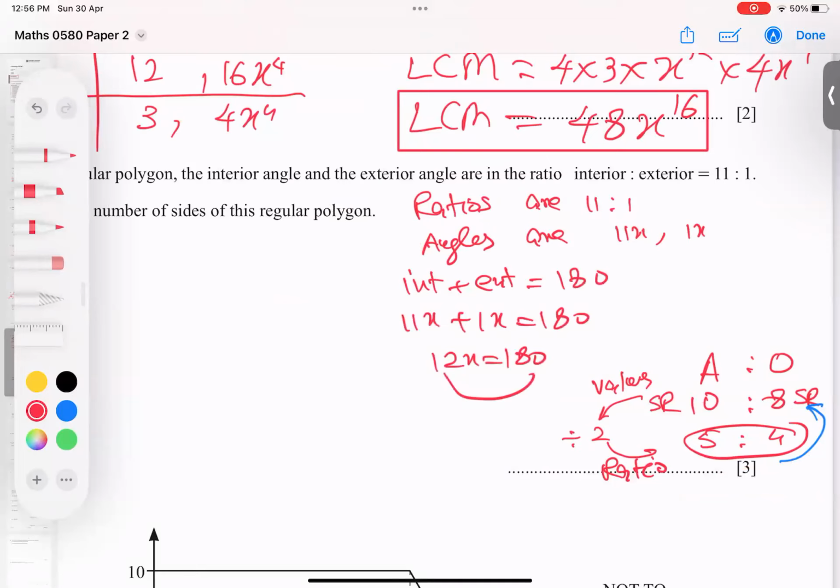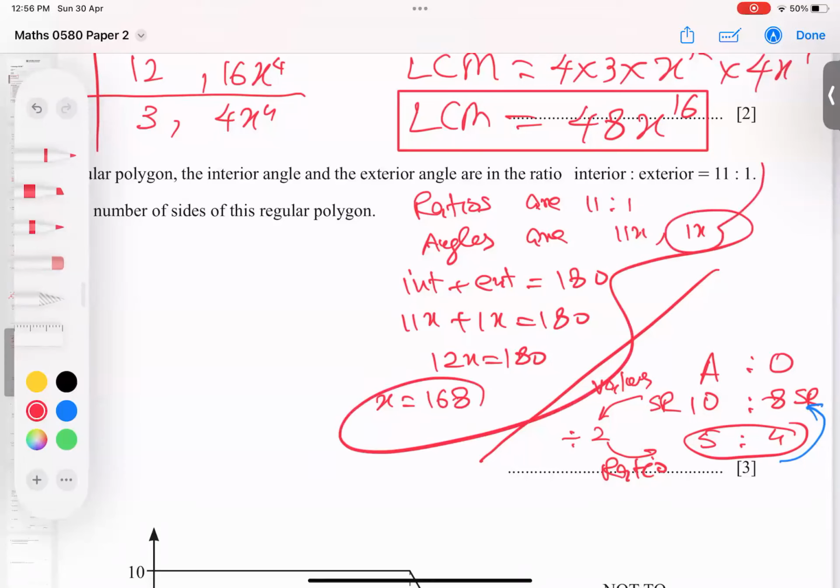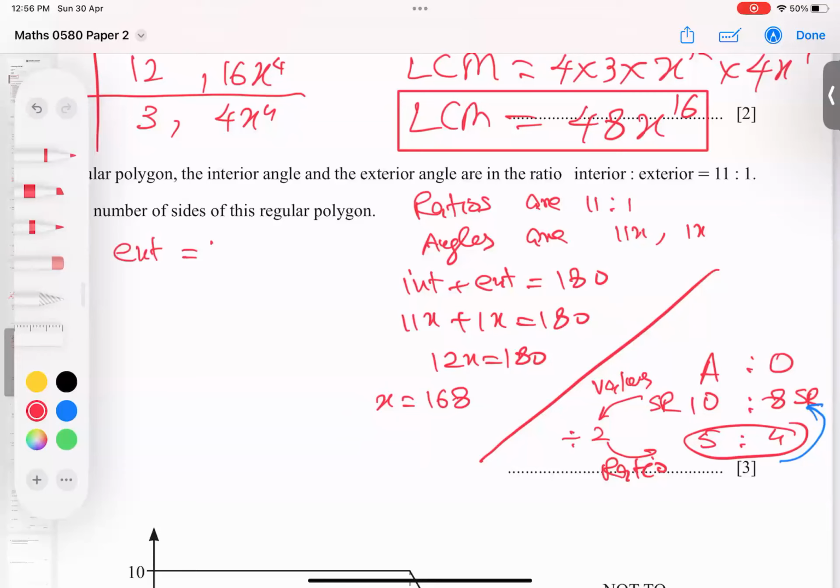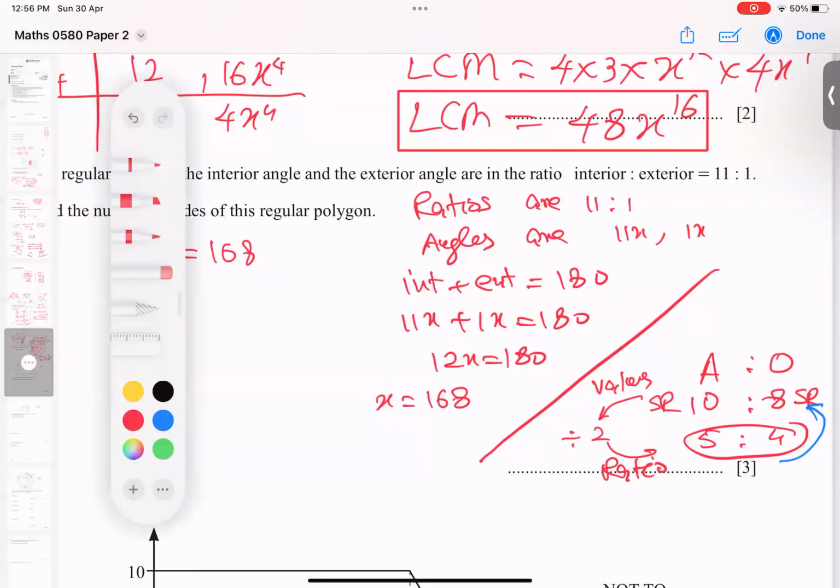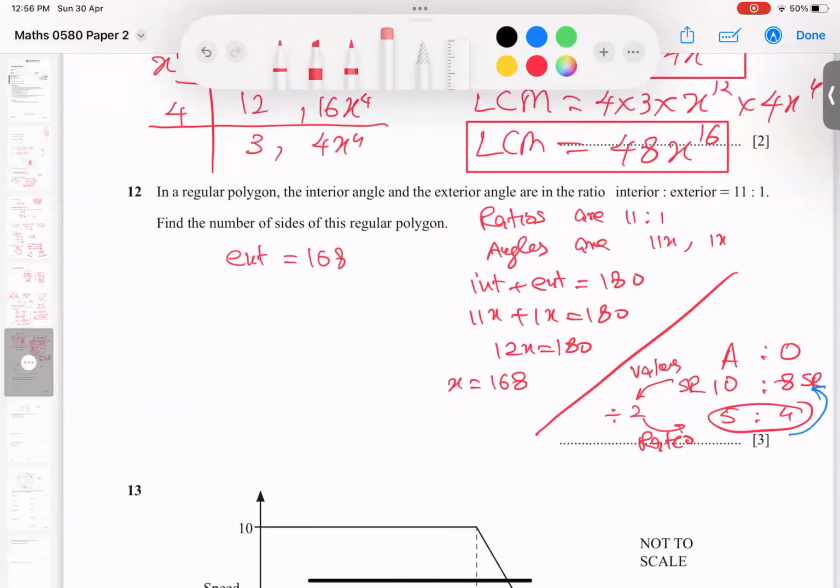When 12 divides, I hope you're understanding what is going on. So I'm getting 180 divided by 12, getting 168. But this is the x value, and the x value is our exterior. So you can say that the exterior angle is 168. And if someone asks you how to find the number of sides, we have a special formula. What is the formula? Number of sides is 360 divided by the exterior angle.